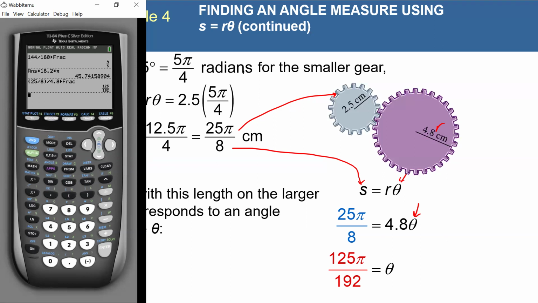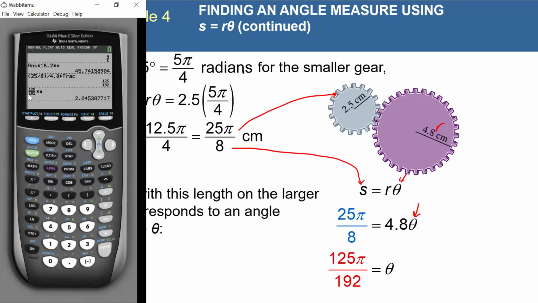So my exact measure of my angle, in order for their arc lengths to be the same, is the measure that the big circle has to be turning through at the same time. Now, if you are a mechanic and you're telling someone how their gears are working together, are you going to tell them it's moving at 125 pi over 192 radians? No, you're not. You're going to have to convert that to give them an approximate degree of how that rotation is taking place. So I'm going to multiply by pi.